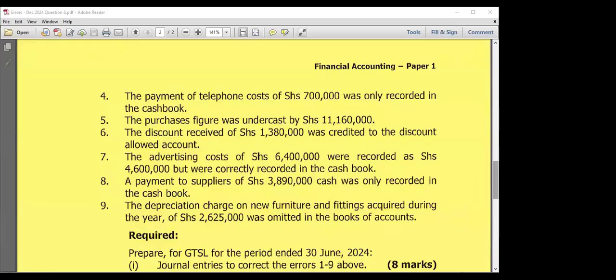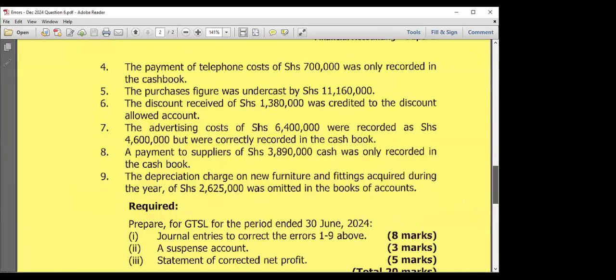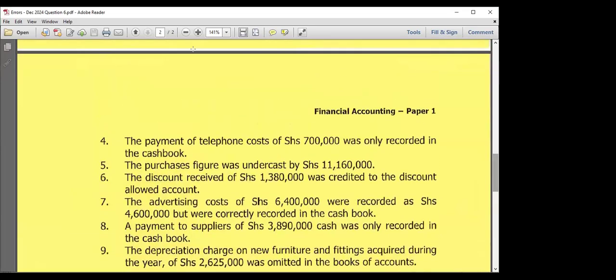In the next session, the first thing I'll do is to present the answers to the journal entries, the correction of the errors. Don't prepare the suspense account, just do the errors. Those who can try to prepare the suspense account, go ahead and prepare it. Then I will also deal with the statement of corrected net profit. So let's end here today. We shall start here on Monday.